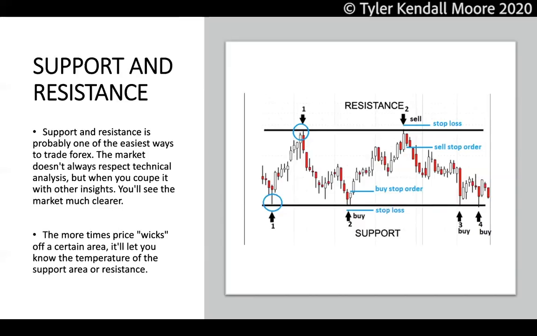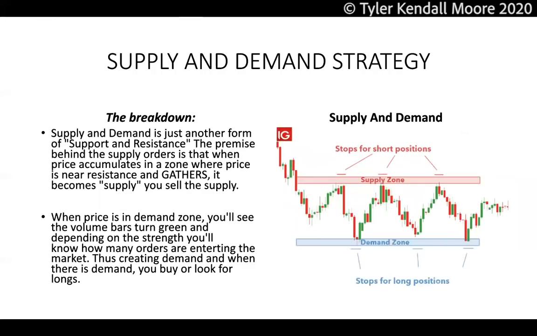So resistance, you already know when price gets to the top, if it doesn't break through that price point, then what starts to happen? We start to get resistance. It starts to retrace. If you go to a smaller time frame and you start seeing those candlesticks printing red, you start selling. Easy call. The more times price wicks off a certain area, it lets you know the temperature of the support or resistance area. Same thing with support: if you put a rectangle there, then it's a demand zone. But like I said, supply and demand, support and resistance is the same thing.